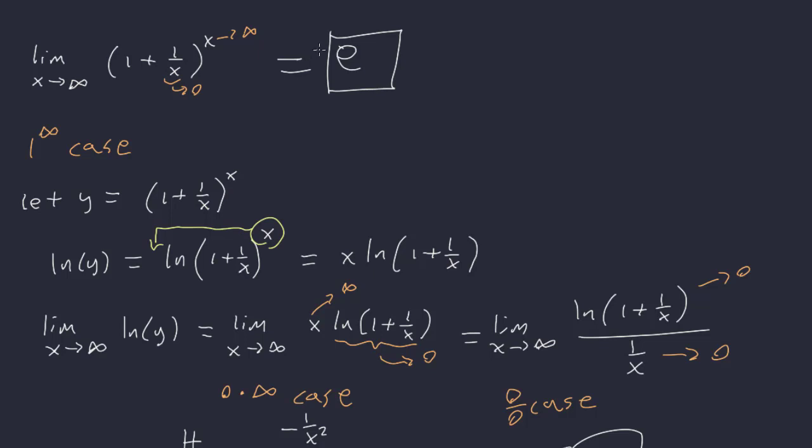Okay, let's look at another example here. Say we have the limit as theta goes to 0 from the right, sine of theta raised to the tangent of theta. Well, sine of 0 is 0, tangent of 0 is 0, so this is a 0 to the 0 case. So whenever we have these power cases, we're going to introduce our natural log.